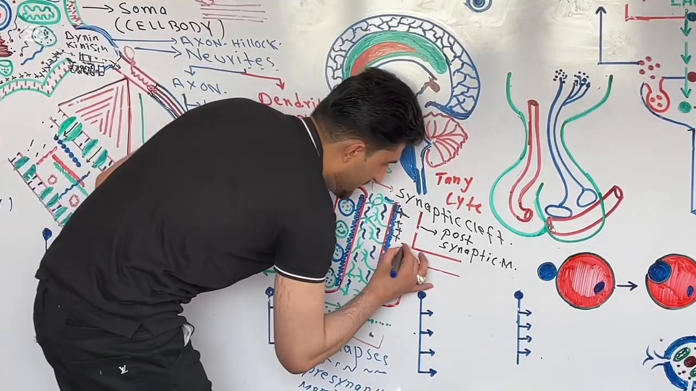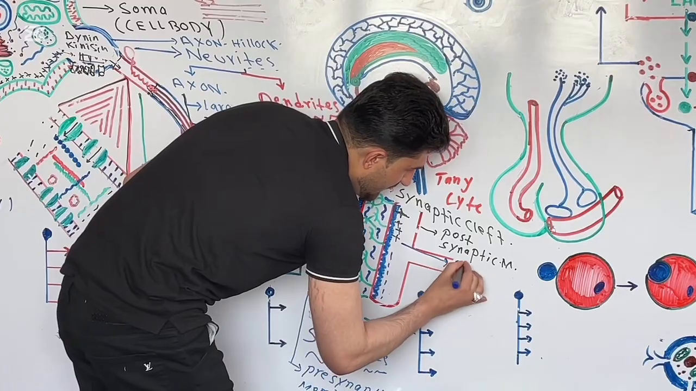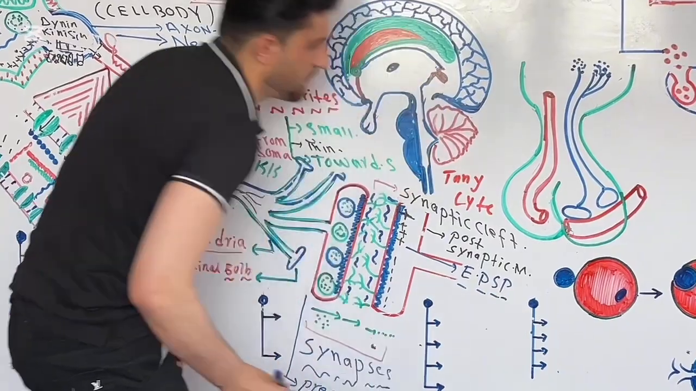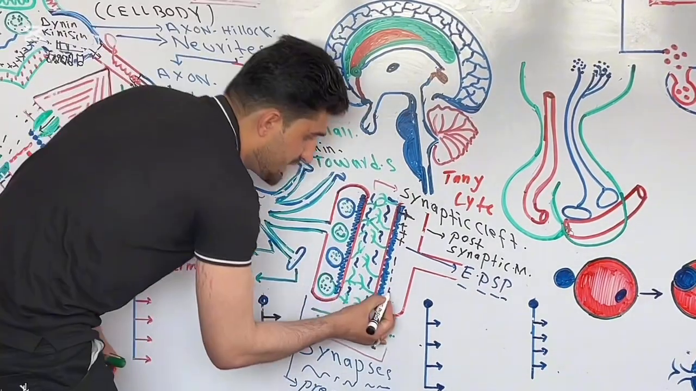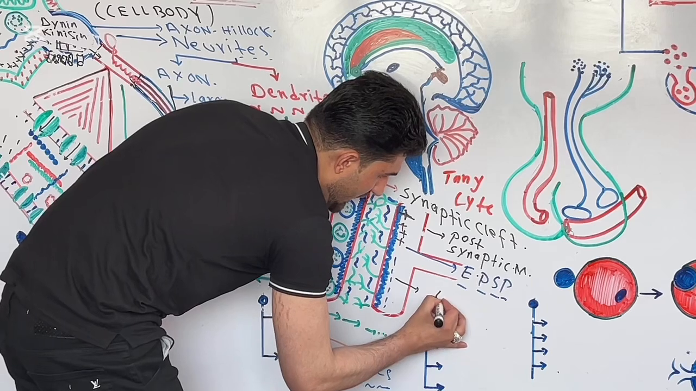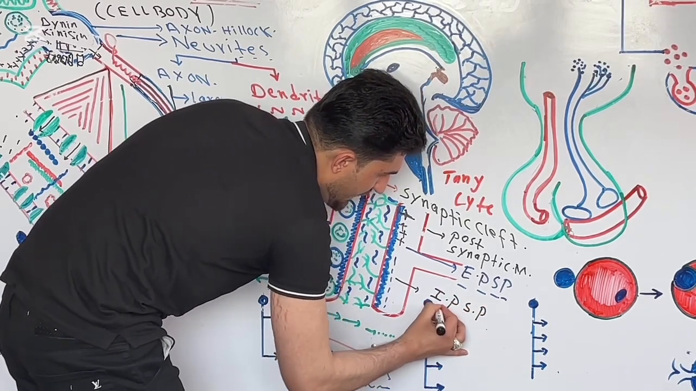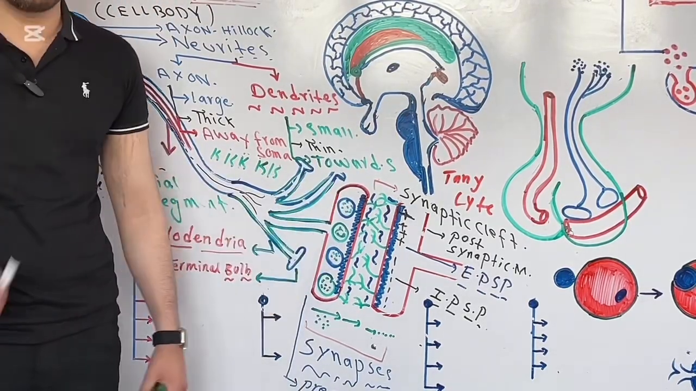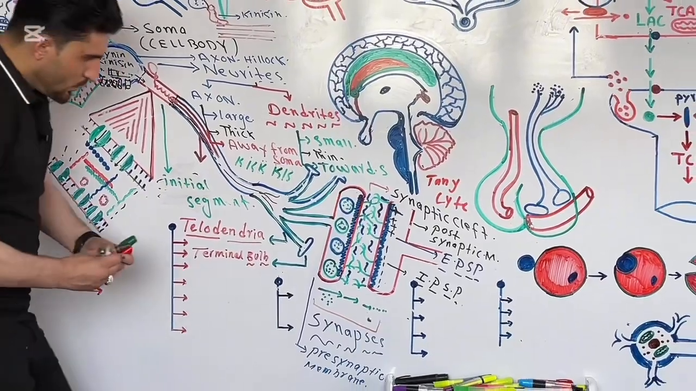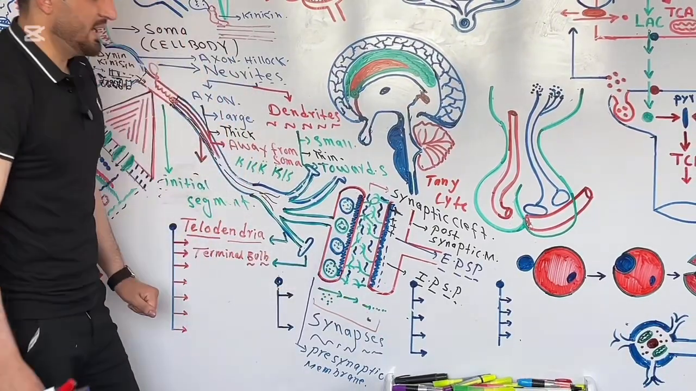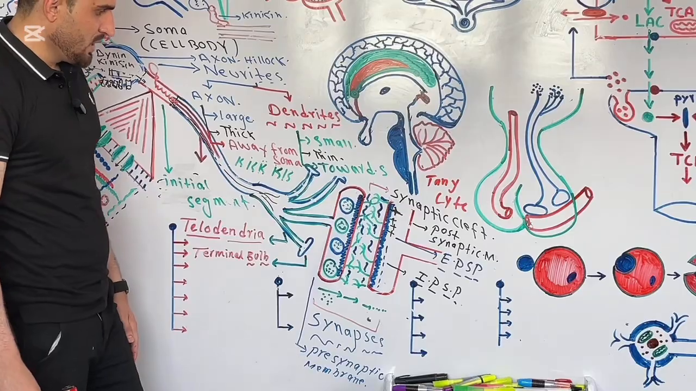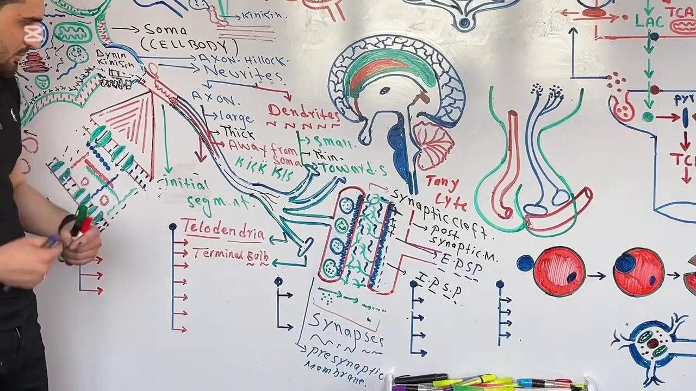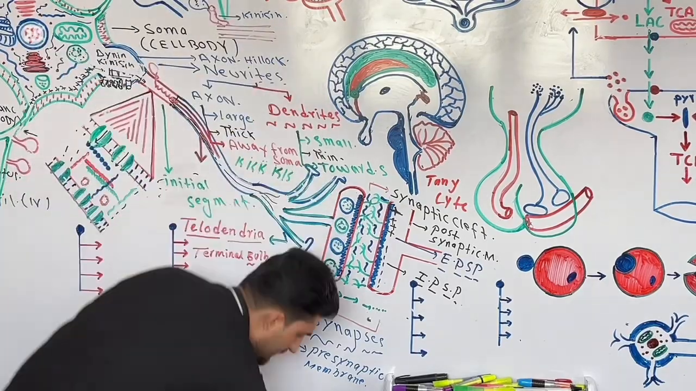If it stimulates them, we call this EPSP, excitatory postsynaptic potential. If we inhibit this postsynaptic membrane, we call it IPSP, inhibitory postsynaptic potential. We will talk about action potential and these things in a future video lecture. But anyway, we have many types of synapses, for example, based on their communication, we have two types.